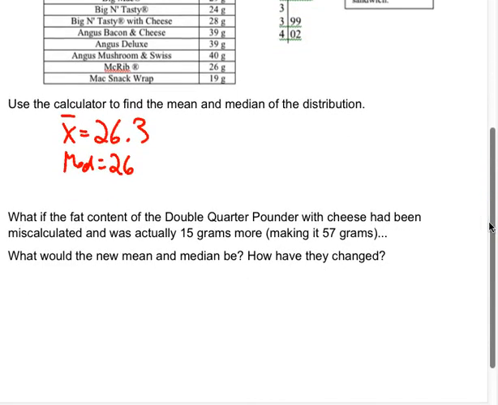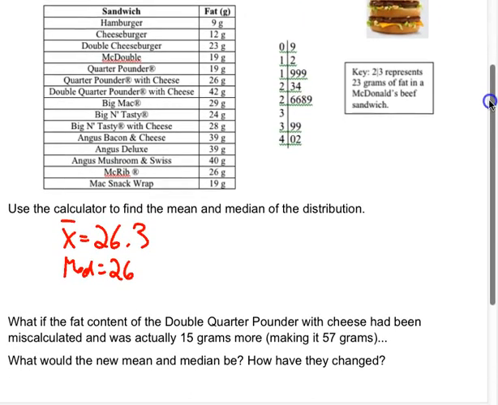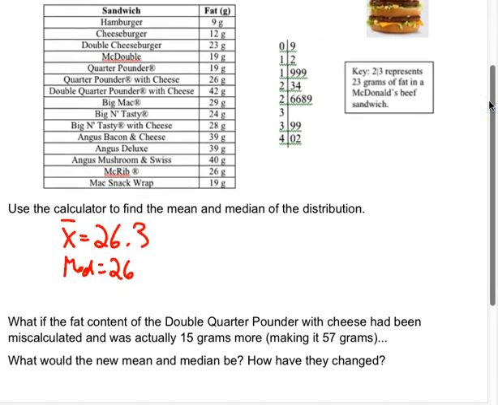All right, what if the fat content of the double quarter pounder with cheese had been miscalculated? It was actually 15 grams more. So what if it was actually 57 grams of fat? How would that change the mean and median? Well, let's look. The double quarter pounder with cheese was 42, and we're saying, what if it was actually supposed to be 56 grams?